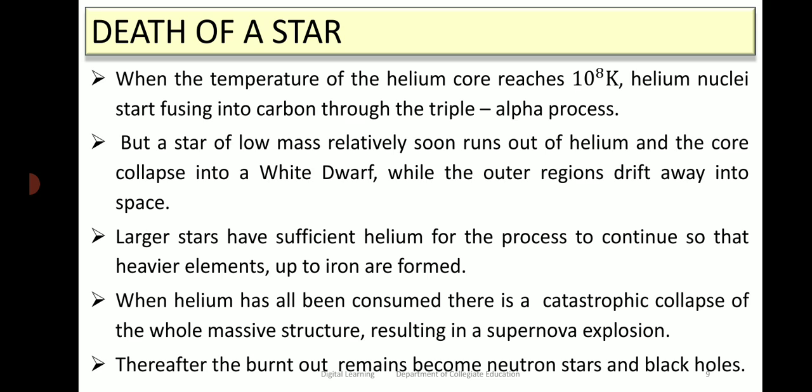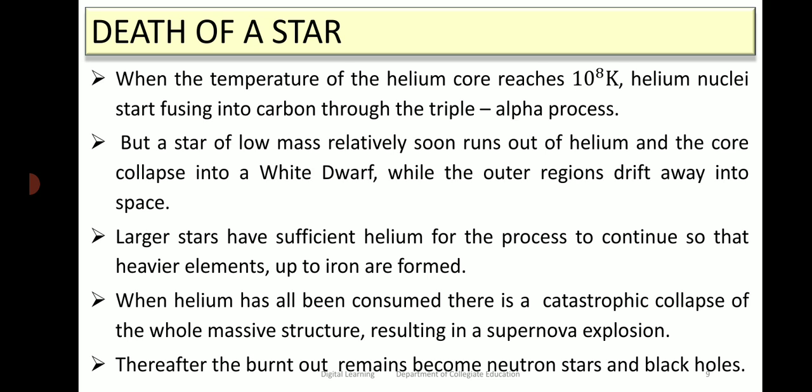So the next stage is the death of a star. See, when the temperature of the helium core reaches 10 power 8 Kelvin, helium nuclei start fusing into carbon through the triple alpha process. But a star of low mass relatively soon runs out of helium and the core collapses into a white dwarf, while the outer regions drift away into space.